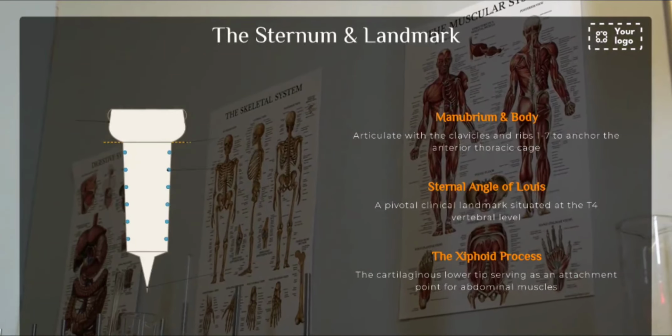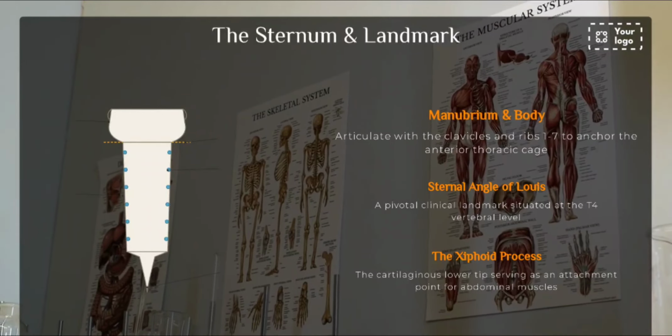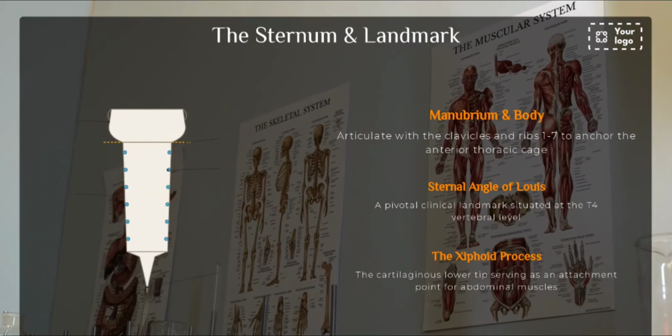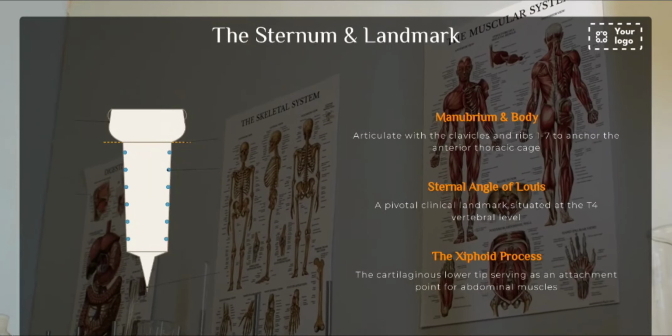The sternum is composed of three parts. The junction of the manubrium and the body forms the sternal angle, which aligns with the T4 vertebra and is the essential surface landmark for counting ribs.